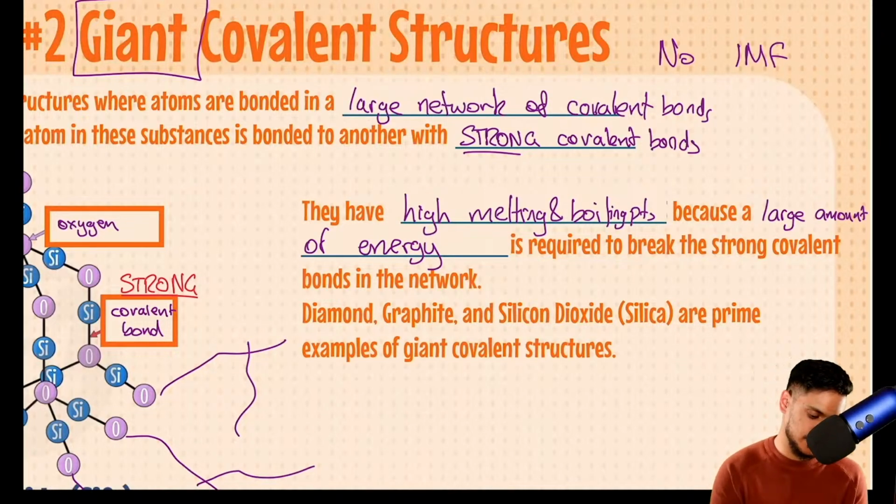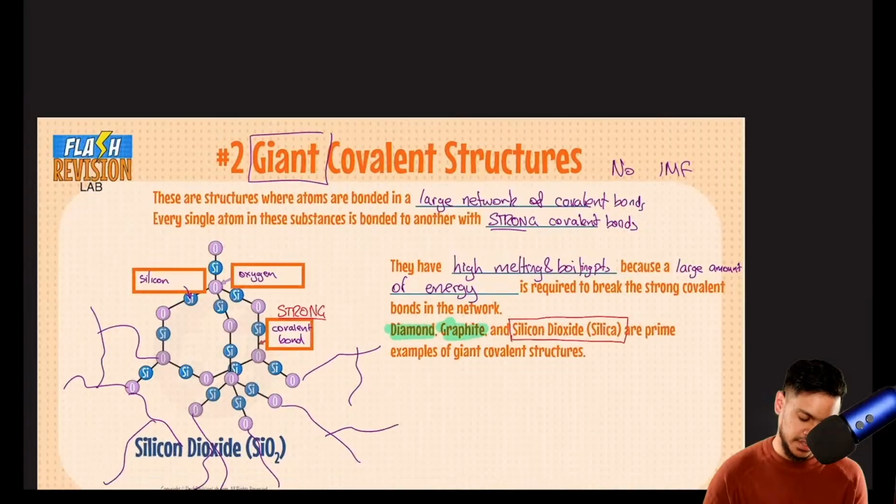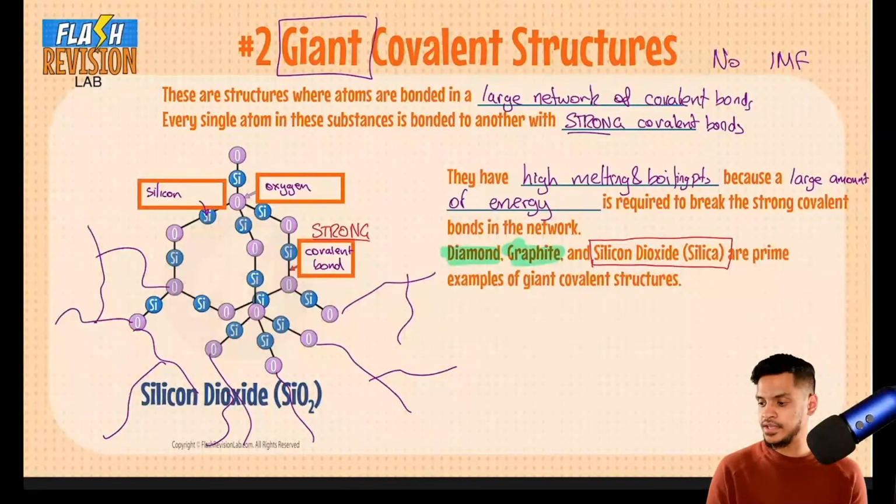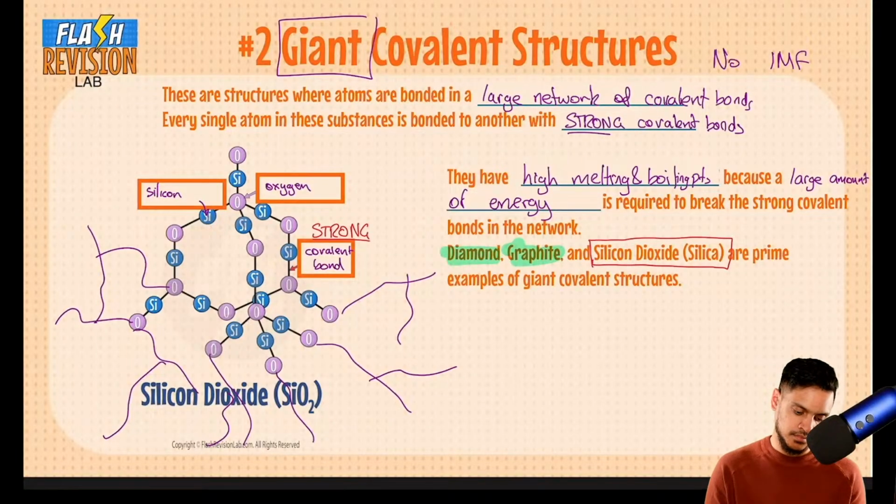So the examples, which we're going to see in a second, are diamond and graphite, they're allotropes of carbon. Silicon dioxide is another one you're expected to know. That's another giant covalent structure, and that's the one we've got on the left-hand side here. So we'll visit these in a second when we go through the allotropes of carbon.